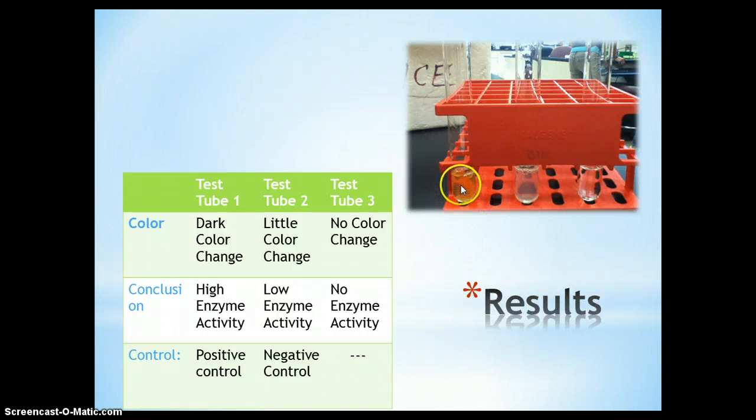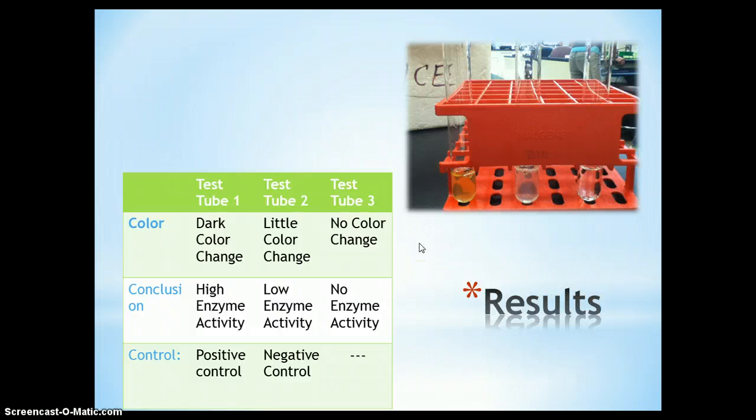So as we can see here, the first test tube changed to a dark brownish color that indicated high enzyme activity. Test tube 2 had a little bit of color change, which indicated a lower enzyme activity. Test tube 3 had no color change, indicating no enzyme activity.